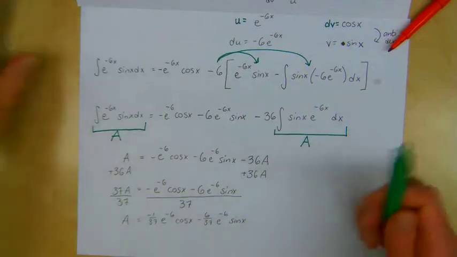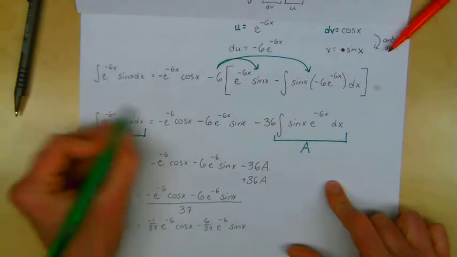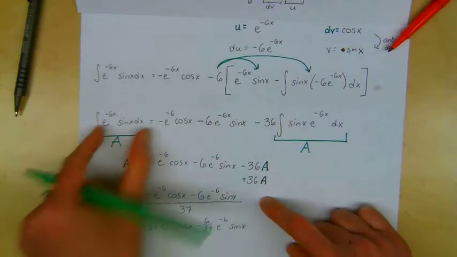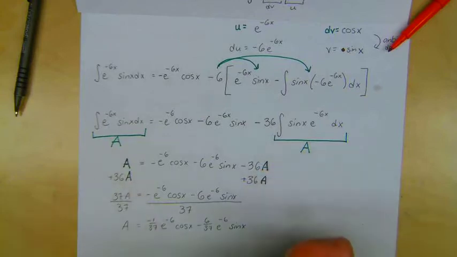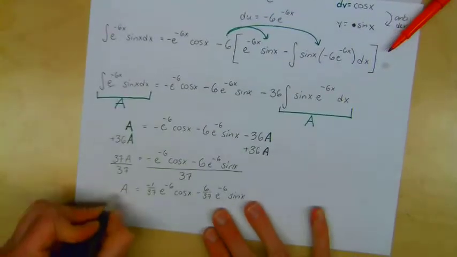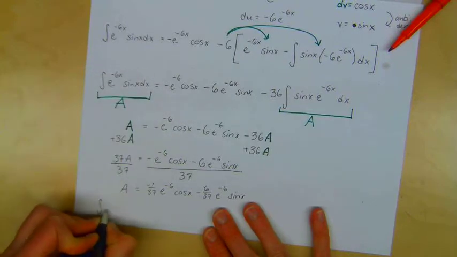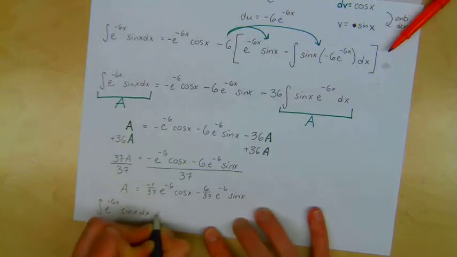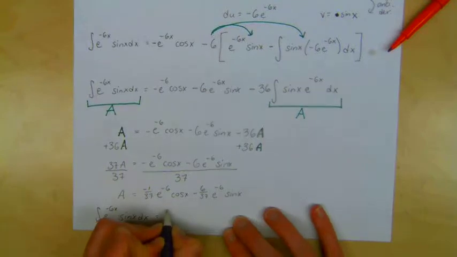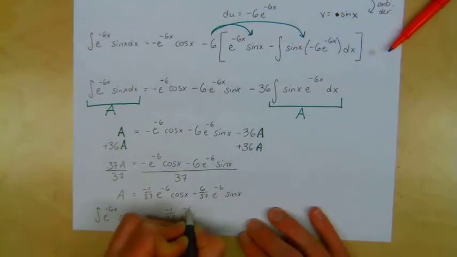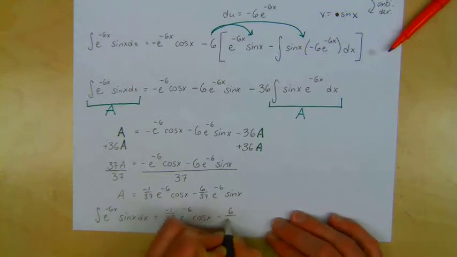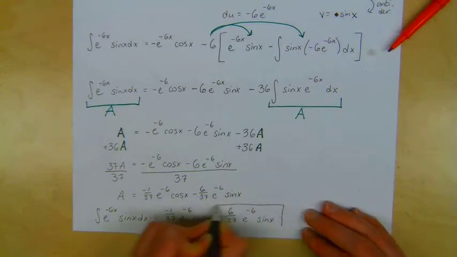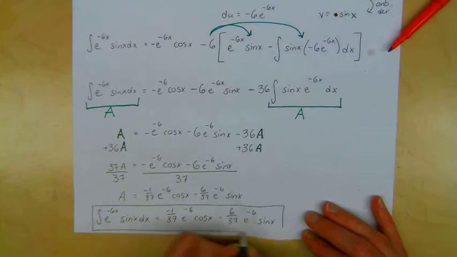And why did I use an a instead? I'm using an a really just because I think it's shorter than having to write out this big, long, messy integral every single time when I'm doing this computation. But you could leave the integral in place in each of these places. And it means that we get our final solution, which is that our a value, the integral of e to the negative 6x times sine of x dx, is equal to negative 1/37 e to the negative 6x cosine x minus 6/37 e to the negative 6x sine of x. And that's our final answer.